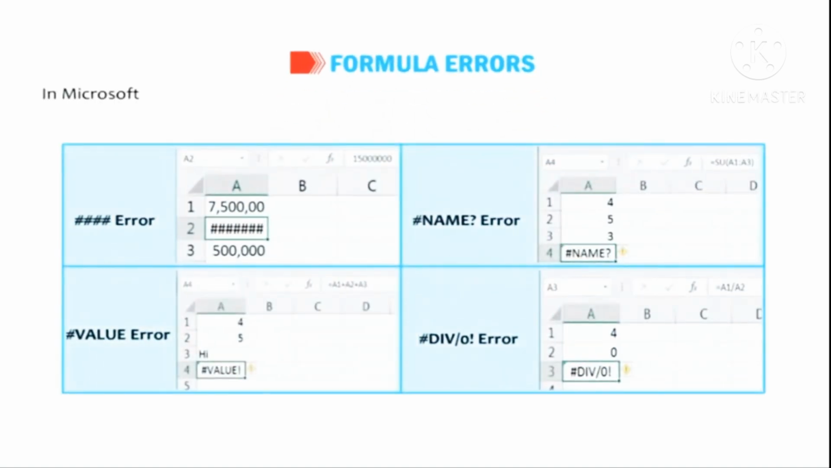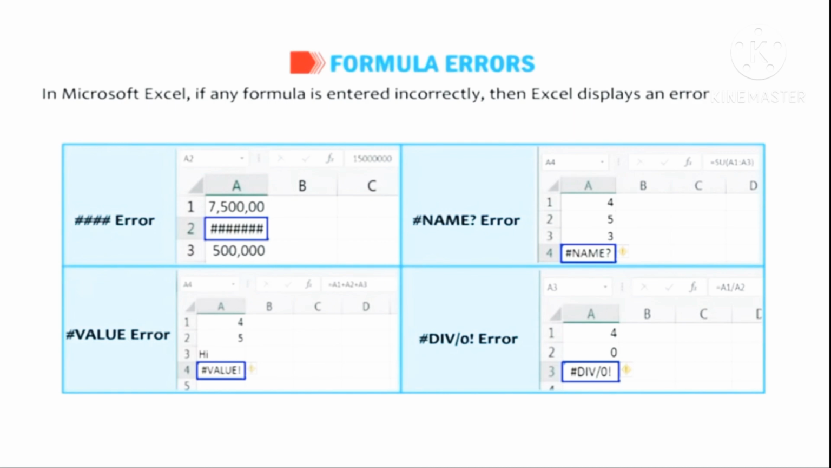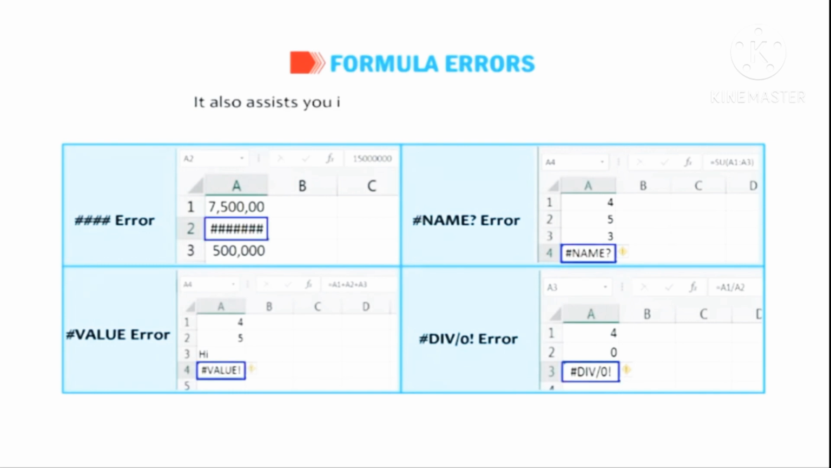Next, formula errors. In Microsoft Excel, if any formula is entered incorrectly, then it displays an error message. It also assists you in identifying and fixing the formulas. Some of the common errors along with their possible reasons are listed below.